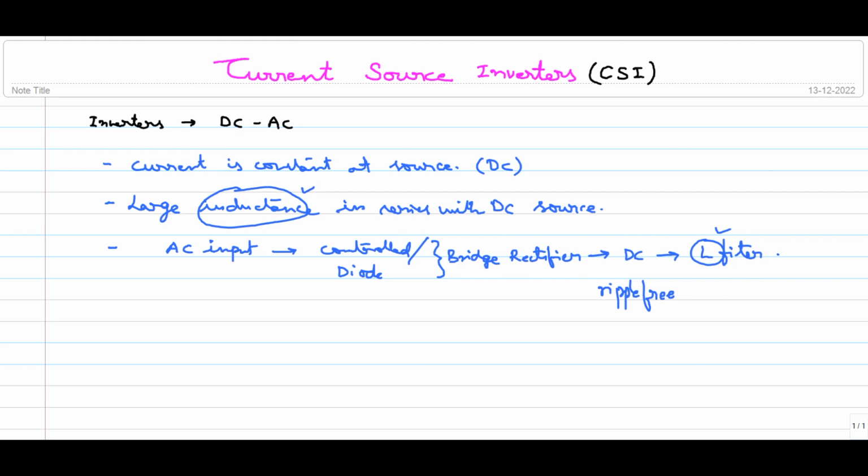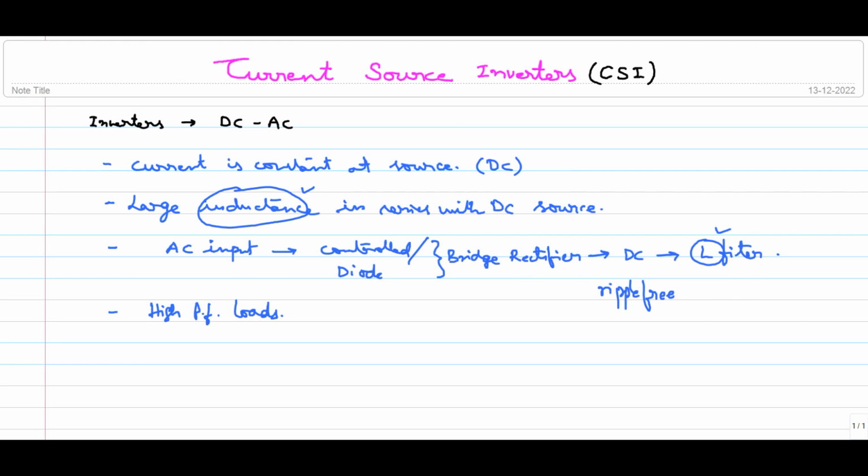Now what is the advantage of this? As we are getting constant current here, we can use it for very high power factor loads. What exactly is meant by this? Power factor generally depends upon the power factor angle, that means the angle between voltage and current.